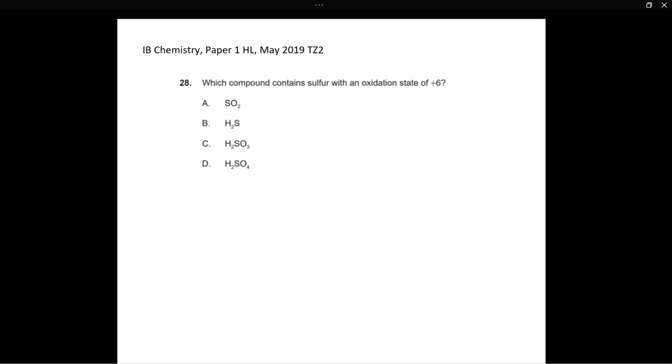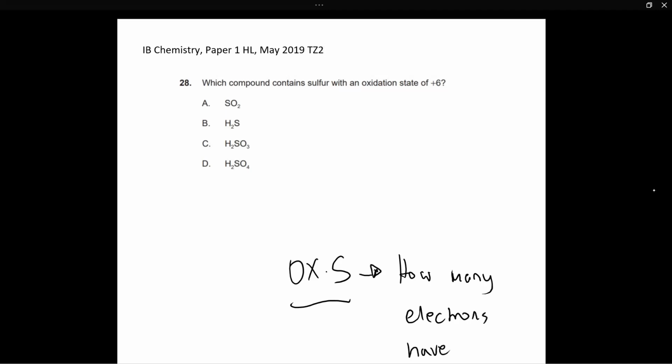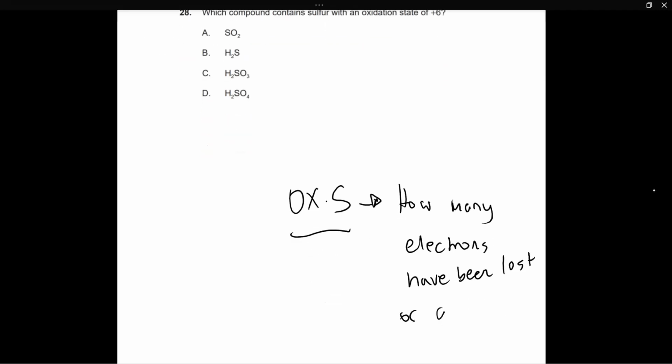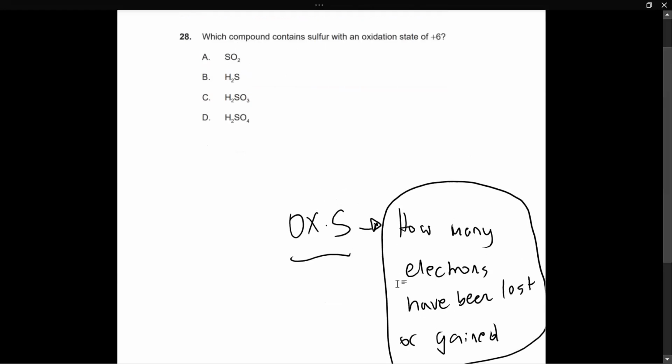Now, what exactly is this and what is oxidation state? Well, oxidation state, OS, describes in very simple terms how many electrons have been lost or gained by an atom. So this is the basic definition of oxidation state. It tells us how many electrons have been lost or gained by an atom in a compound or a molecule. That is what oxidation state describes.